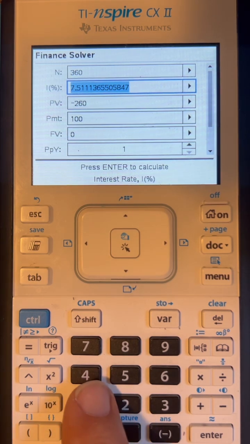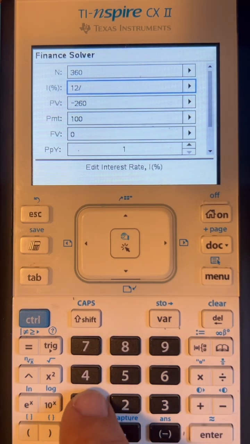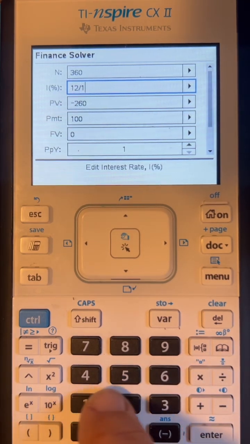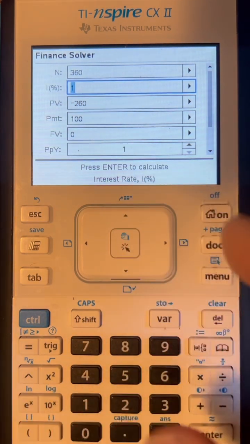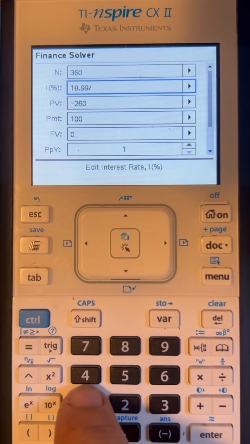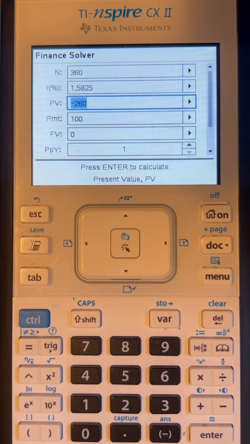Same for the interest rate. If you have an APR of 12% compounded monthly, we're going to take the APR and divide it by 12. You can take the APR of 12% divided by 12 monthly payments, arrow down, and you can see it's changed it to 1% per month. Or if I had an APR of 18.99% compounded monthly, I can put in 18.99 divided by 12, arrow down, and you can see it automatically does the math there for me to turn that into the monthly interest rate of 1.5825%.